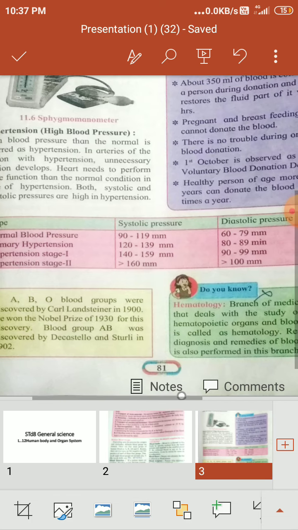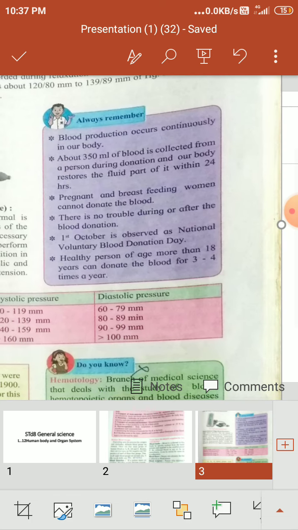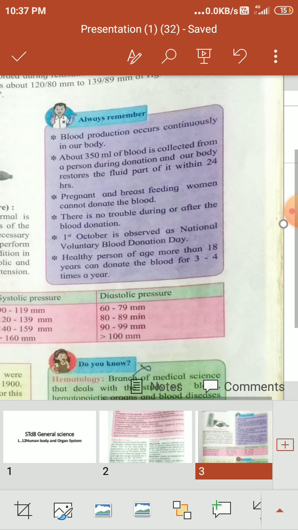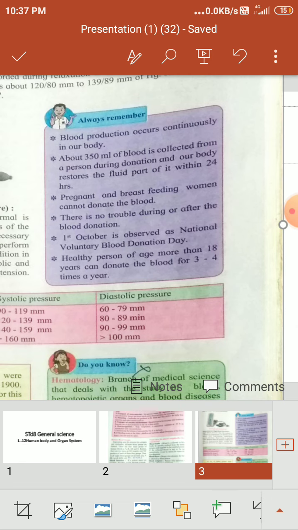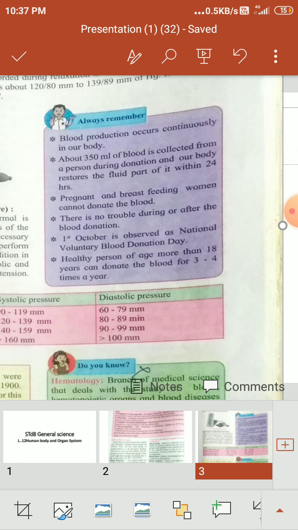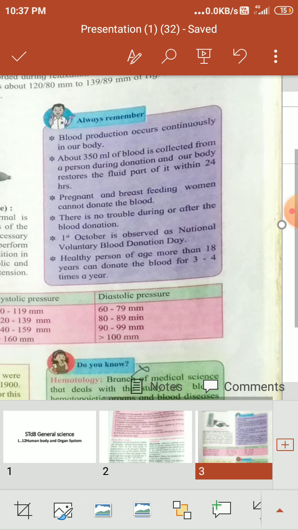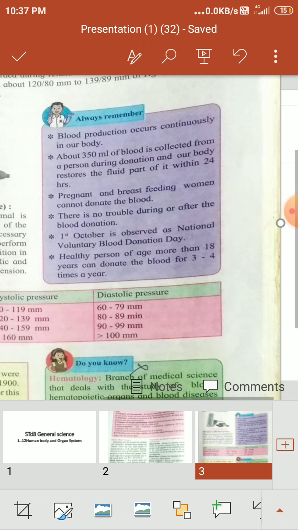Now, blood production occurs continuously in our body. About 350 ml of blood is collected from a person during donation, and our body recovers it within 24 hours. Pregnant and breastfeeding women cannot donate blood. There is no trouble during or after the blood donation. 1st October is observed as National Voluntary Blood Donation Day. A healthy person of age more than 80 years can donate blood 3 to 4 times.